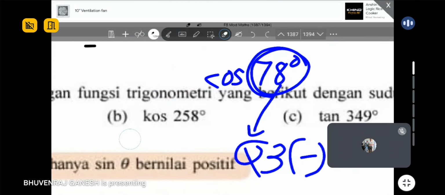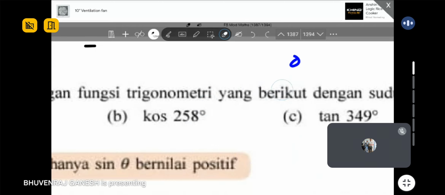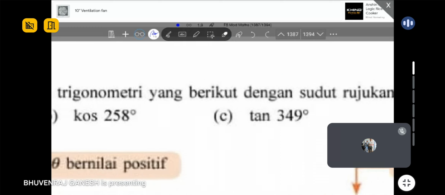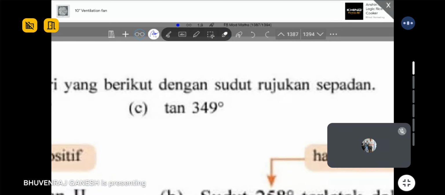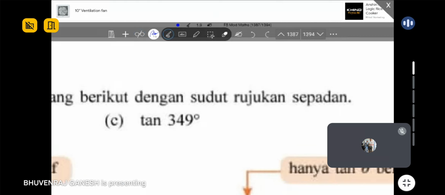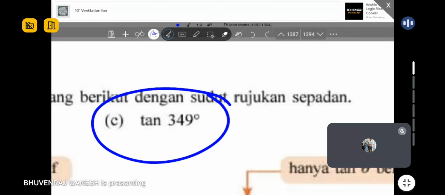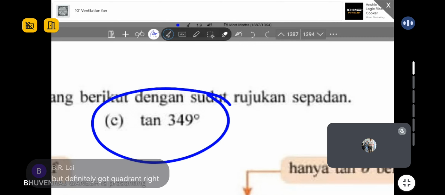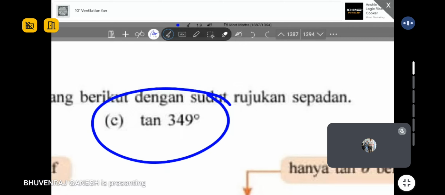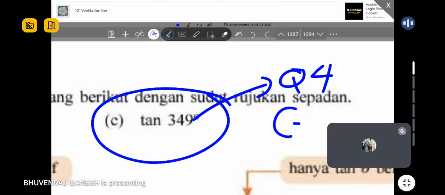Kalau kita tak ada quadrant, then tak perlulah simbol negatif atau positif. Kita akan selalu ambil magnitude sahaja. But since we have quadrant, you must follow positive, negative. Okay, very good. Okay guys, so for this one, can you all tell me what is the... yes, definitely got quadrant lah. Quadrant already invented by the mathematician, so definitely got already. Yes, negative tangent 11, very good. So why is it negative guys? Because this one is quadrant 4. Quadrant 4, tangent is negative.